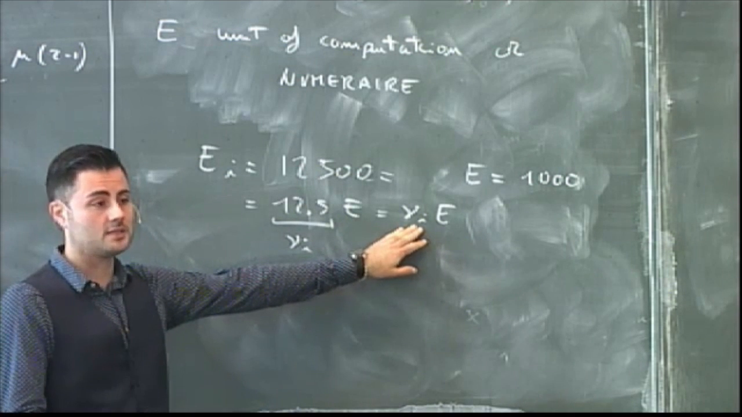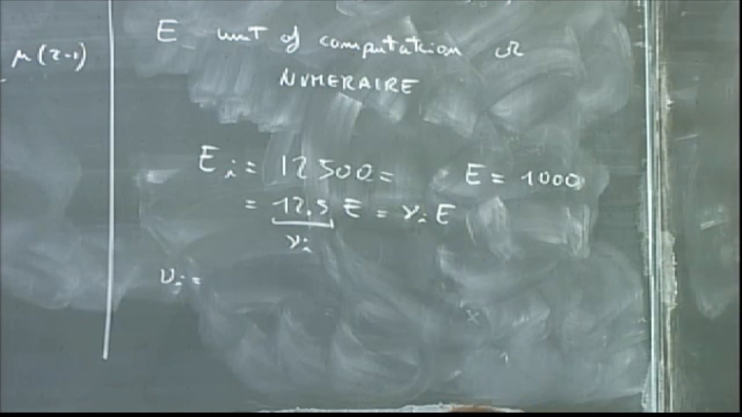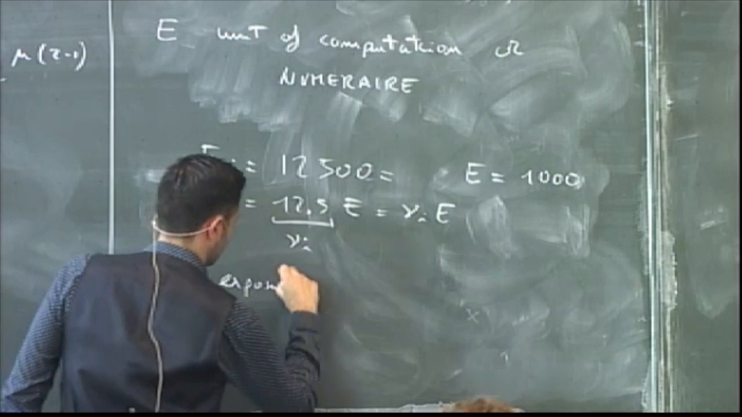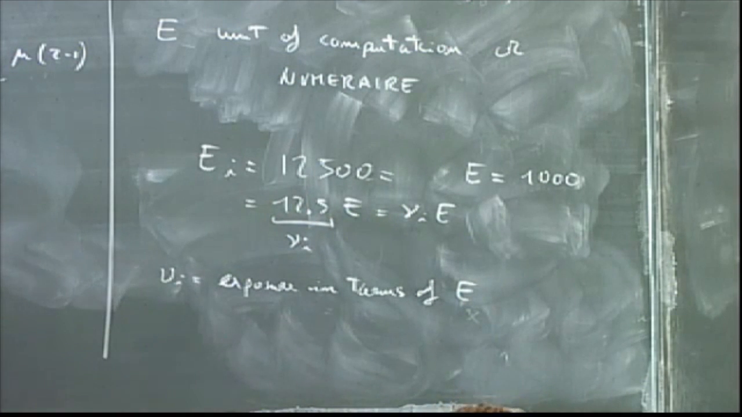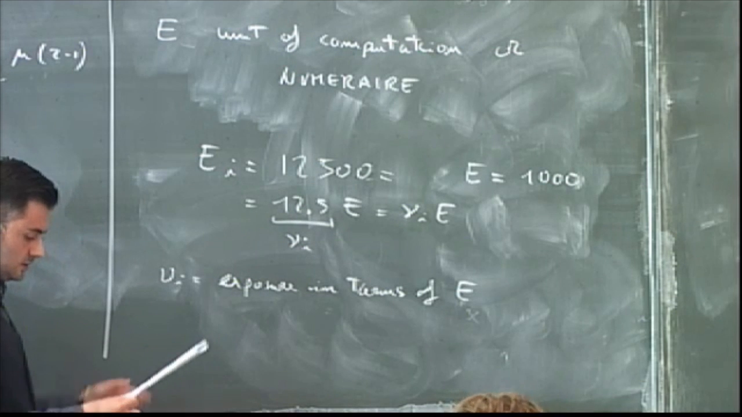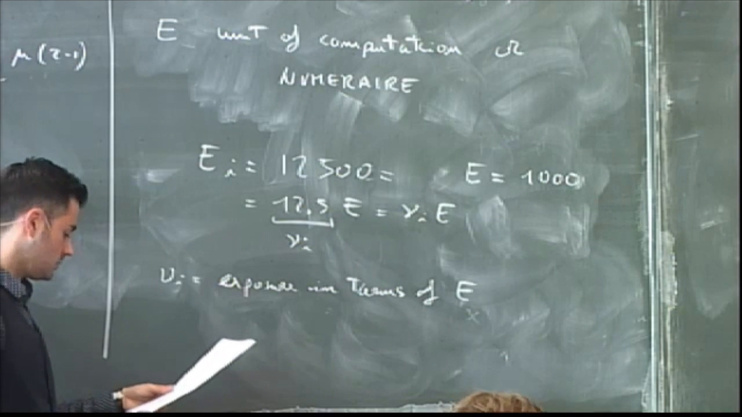So this is the nu I. What is nu I for us? Nu I will be essentially the exposure in terms of numeraire. Okay, it's the multiple of the numeraire. So it's the exposure in terms of E. So in that case it's simple. We will have a little bit more later. And the last quantity, and then I think we stop for the break.